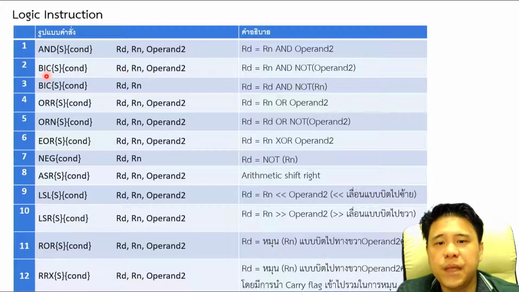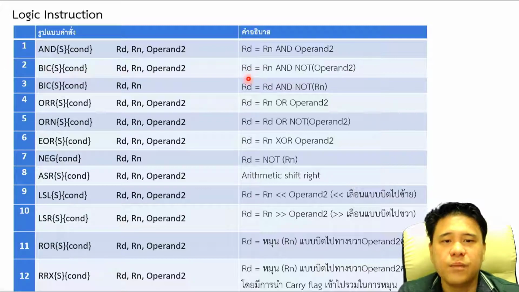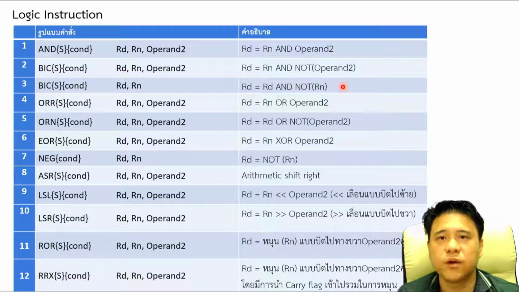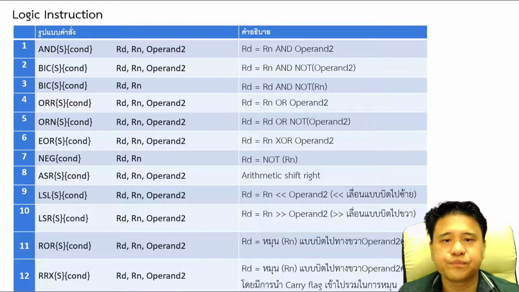For the next one, BIC. For the BIC, RD equal to Rn AND with NOT operand 2. It means you pass operand 2 through the NOT gate first. You just change logic 1 to 0 and 0 to 1, just a NOT gate. Then you AND it with the Rn. For the next one, BICs, RD equal to RD AND with NOT Rn.